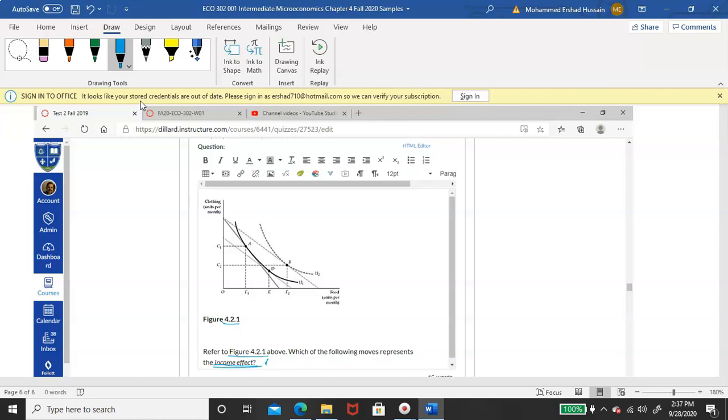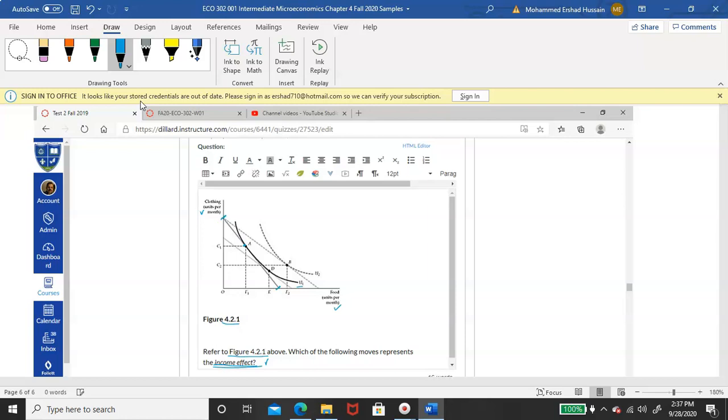Here, look, initially we are at point A. This is the original budget line, and this U1 is the original indifference curve. So this is A. We are measuring food on this axis, F, and clothing on this axis, C. And here is the tangent point between indifference curve U1 and the initial budget line.